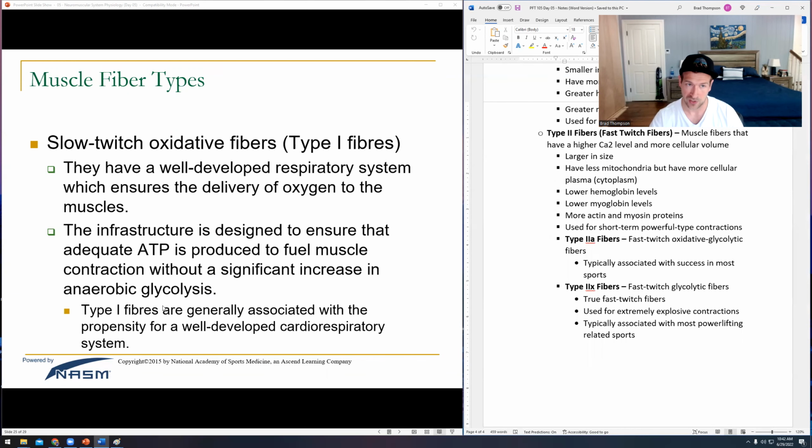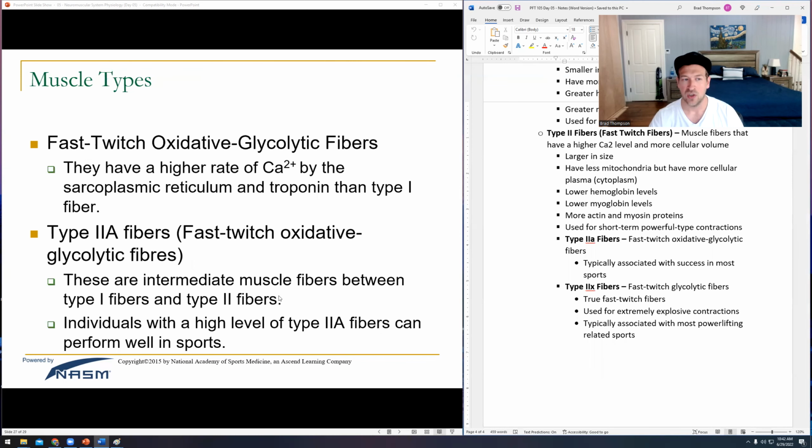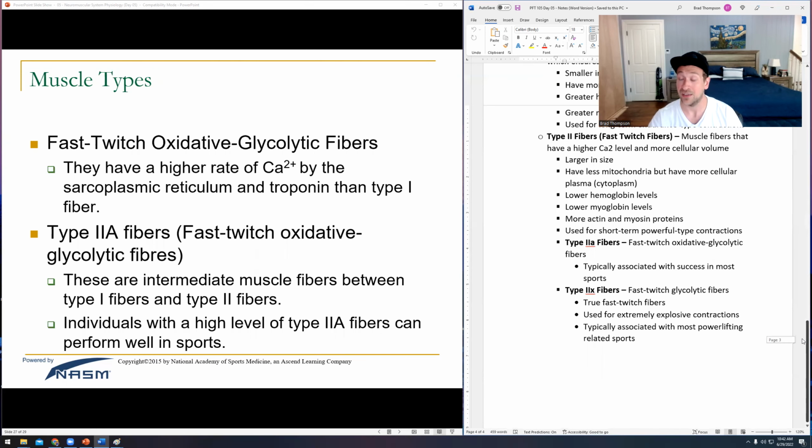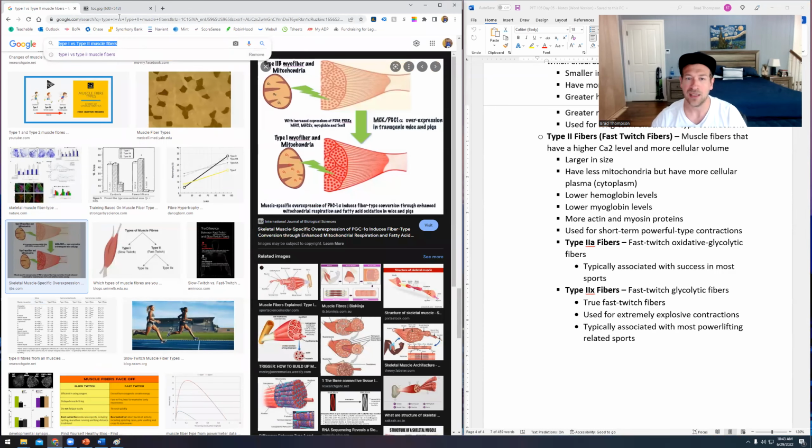Type 2 fibers, these are the ones that you're probably thinking of when you think of sports. When you think of an athlete, right? And when you think of being very explosive or lifting weights in the gym, that's where we're talking about our type 2 fibers. So type 2 fibers are going to be known as your fast twitch fibers, okay? So fast twitch fibers are muscle fibers that have a lot more calcium in them. Remember, we need to flush calcium into the area in order to create a big contraction. And they have more cellular volume. There's actually going to be a lot more fluid in these muscle cells, right?